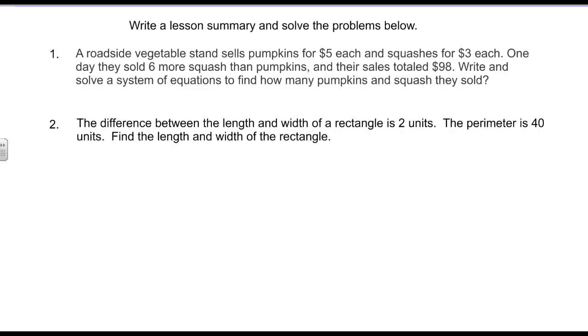So there's a sampling of a couple of the problems. Do your lesson summary, solve these two, and we'll do several more of these as the days go by.